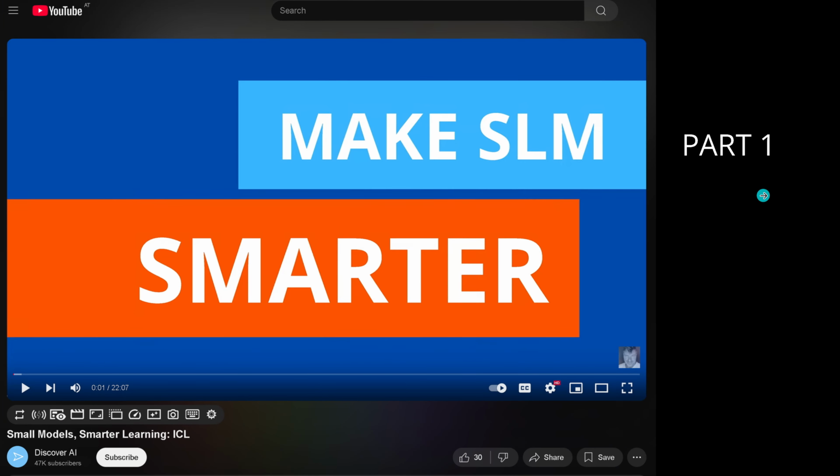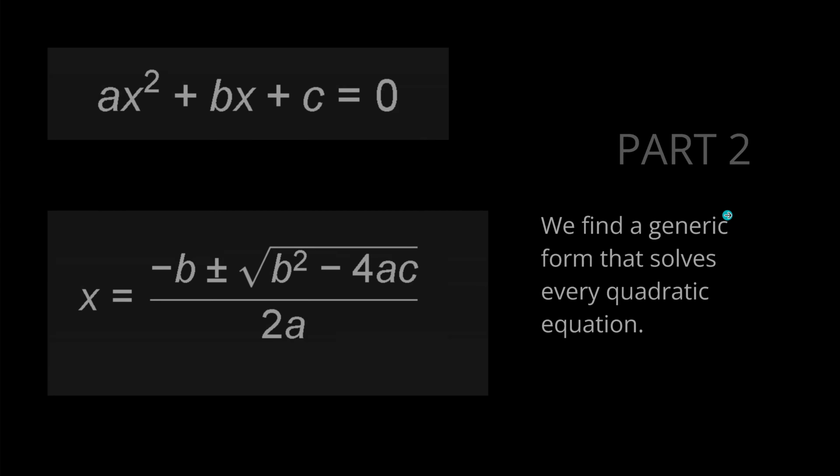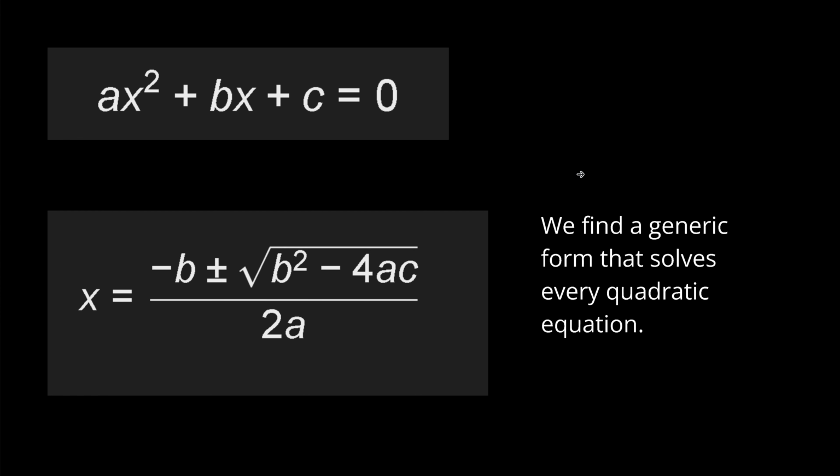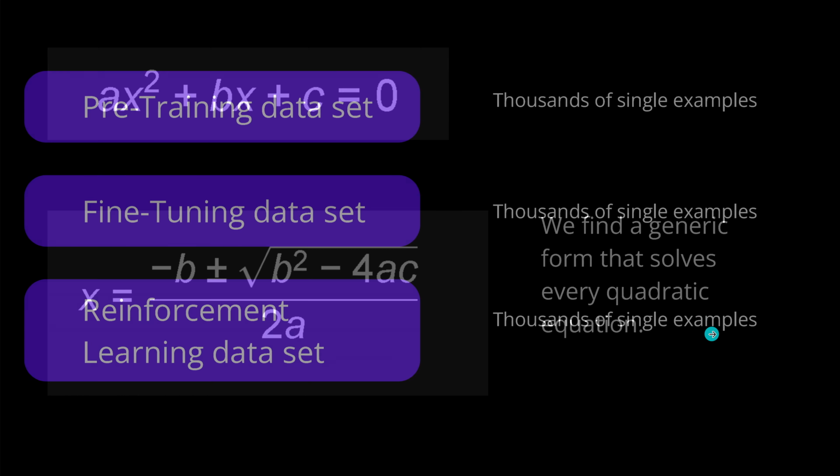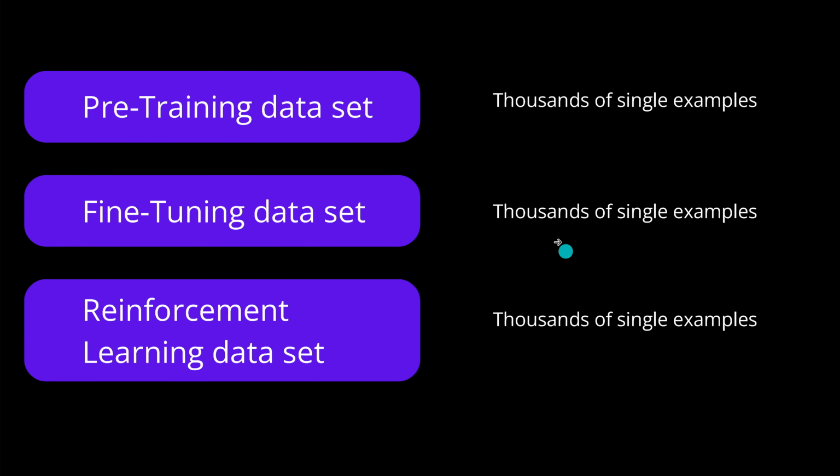Now, part 1, beautiful, and now welcome to part 2 of this video. I was motivated by this idea: in mathematics we have a general solution. So for all available potential quadratic equations, we just provide the generic form that can solve every quadratic equation. Now, what we do currently in the training data set of the pre-training, the fine-tuning, and the reinforcement learning, we provide thousands and thousands of single examples. So maybe, and especially for the smaller language model, we should say, hey, it's time to change.